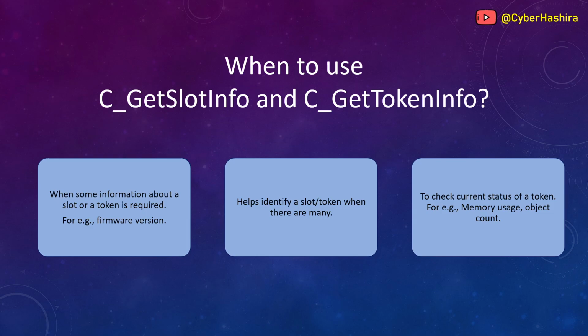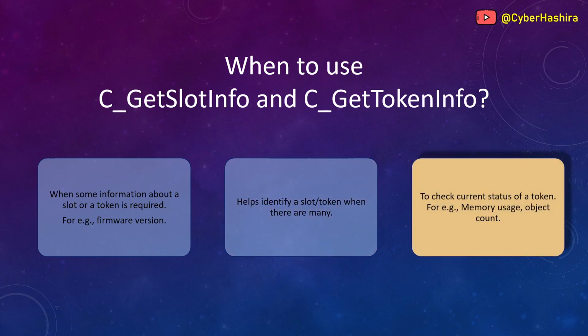I will now explain why and when an application may try to execute C get slot info and C get token info. An application may need to call C get slot info or C get token info when they want to obtain some information such as firmware version. Imagine a scenario when there are multiple slots or tokens available on a system. Now, in that case, an application may try to call these functions to make sure that it is using the correct slot and a token.